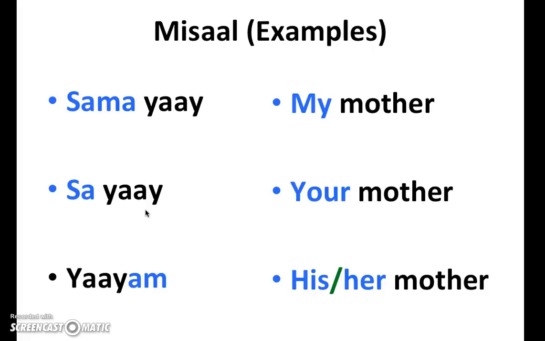Now, I was talking about the third person singular for his, her, or its. Instead of saying am yai, it's yayam. Yayam means his mother, and it can also mean her mother. This is the gender neutrality of some patterns in Wolof that I mentioned with the independent subject pronouns. His mom is the same as her mom in the structure, because am refers to both his and her. So yayam, his mom, yayam, her mom.